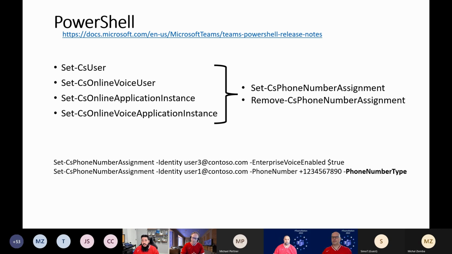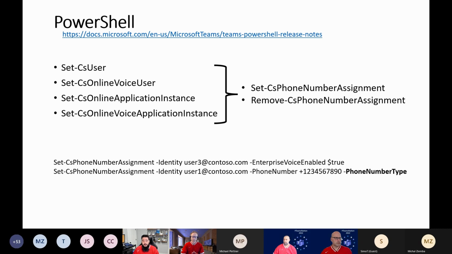This is regardless of the PSTN type. So if you're doing calling plans at mass or Operator Connect or direct routing, you're probably going to PowerShell. Prior, we had multiple commandlets depending on the account type, the service type. We now have a unified set and remove command for setting that number. That's the CS phone number assignment.